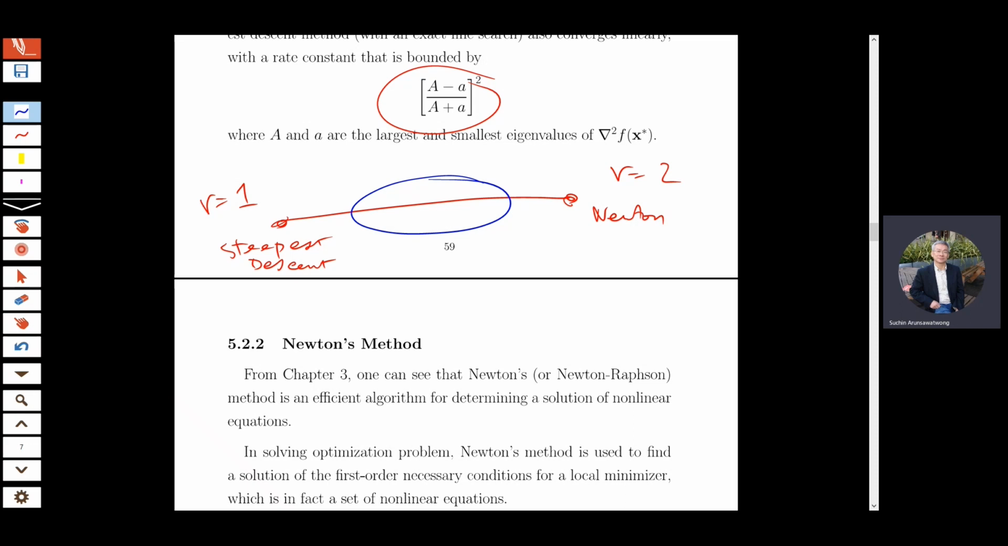Now, in many problems, as I said before, when the objective function f is not known analytically, that means you don't have the formula for the function f, computing the gradient is not easy. But then if you have to compute the second derivative matrix, that's even more difficult.